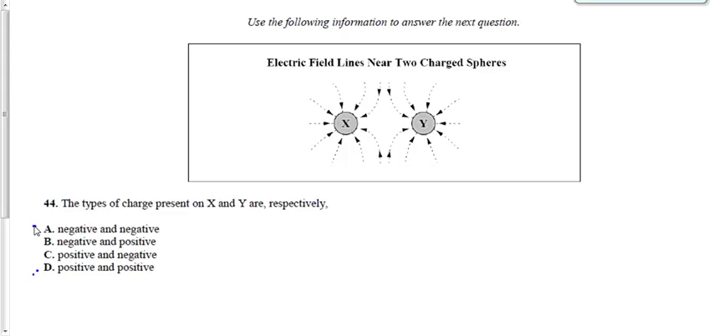Maddie, why do you say they're both negative? Yeah, we're looking at the shape of it, and we're also looking at the direction of the arrows pointing towards the particles, so therefore they're going to be negative particles. Yep. All right.